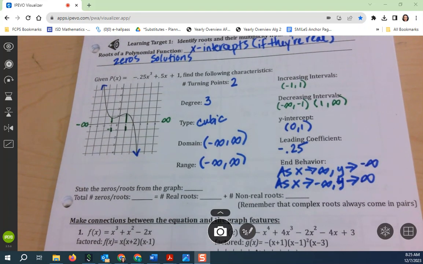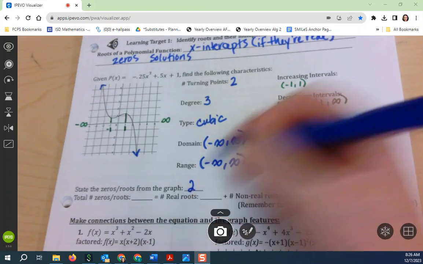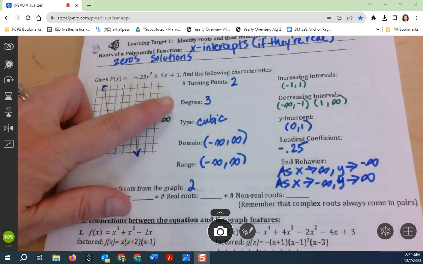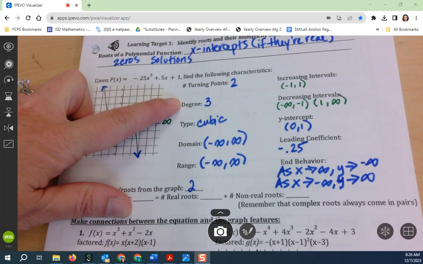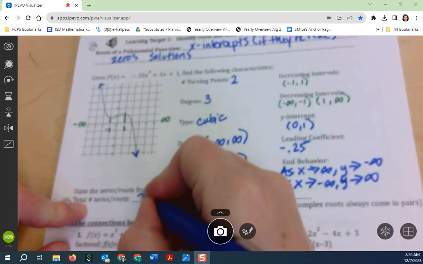All right, state the zeros from the graph. So where does it cross the x-axis? What number? At 2. So 2 is a zero. How many zeros will we have altogether? We'll have 3 altogether because, remember, your degree is 3? So if your degree is 3, then there are 3 zeros or roots.